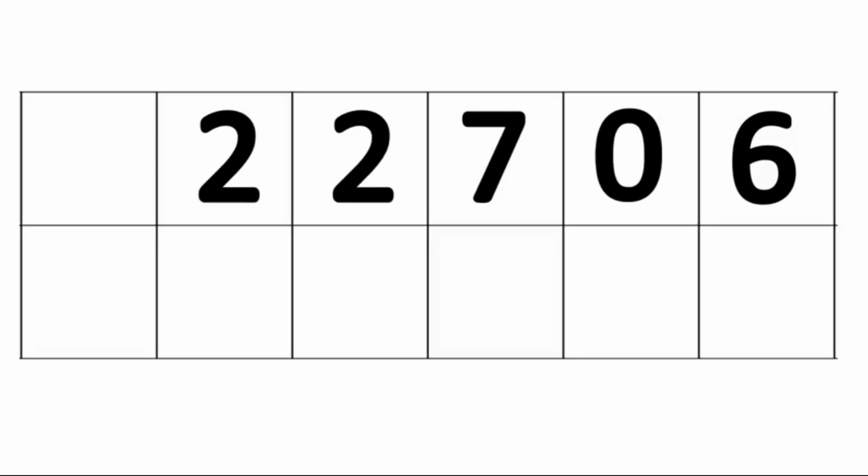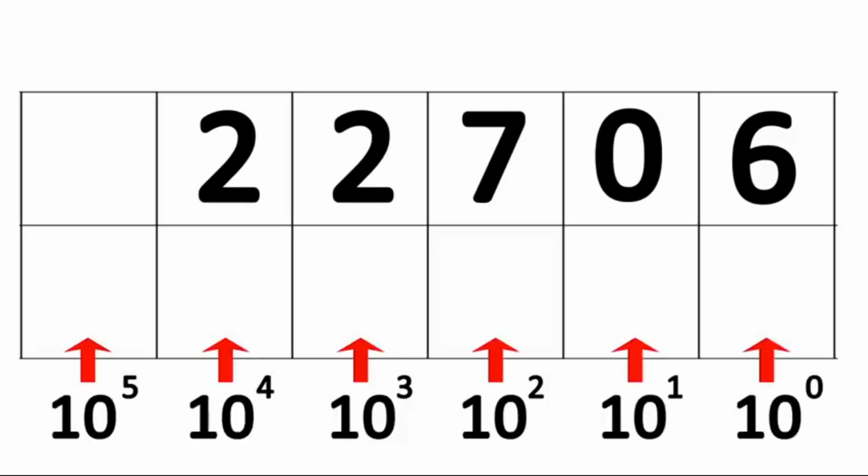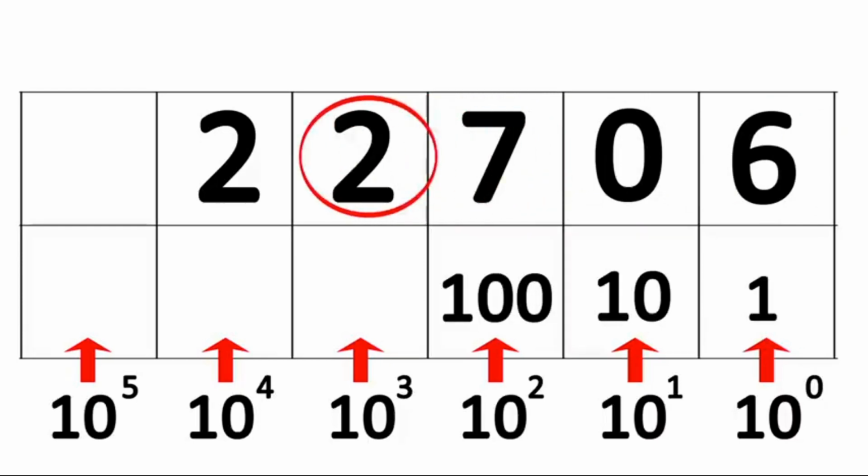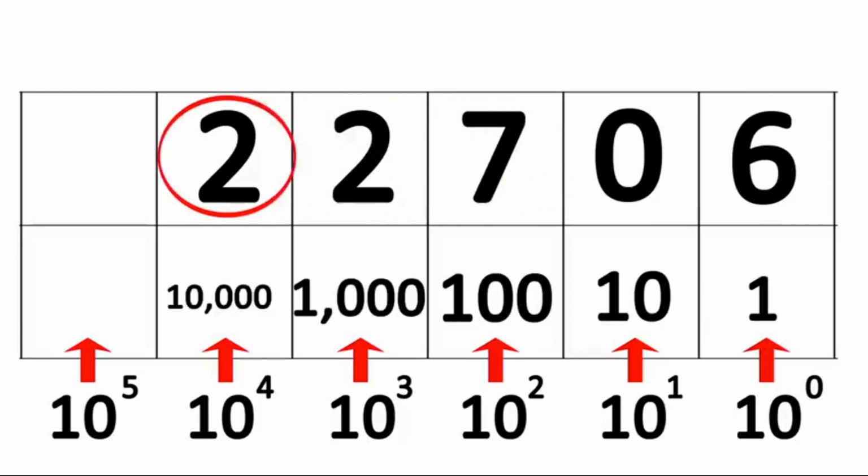In this system, we add a new digit every 10 things. Each digit represents an increasing power of 10. This is the number of ones we have, the number of tens, the number of hundreds, the number of thousands, and so on.